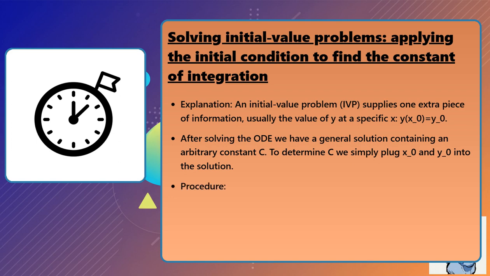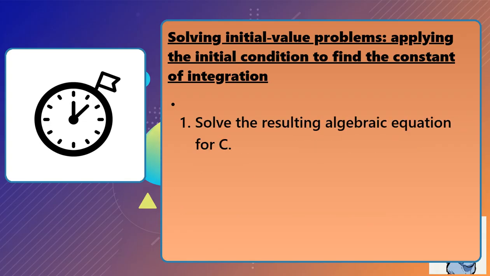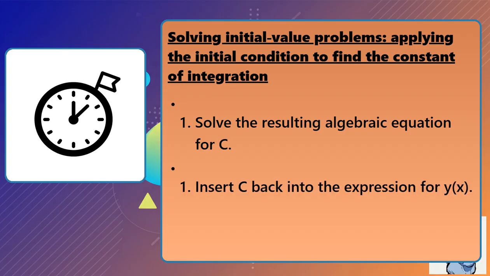A procedure. Step 1. Obtain the general solution y of x equals 1 over mu of x times open parenthesis integral mu of x times q of x dx plus c close parenthesis. Step 2. Substitute x equals x0 and y equals y0. Step 3. Solve the resulting algebraic equation for c. Step 4. Insert c back into the expression for y of x.